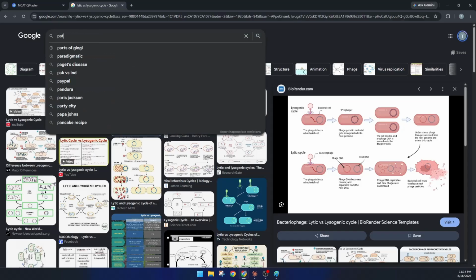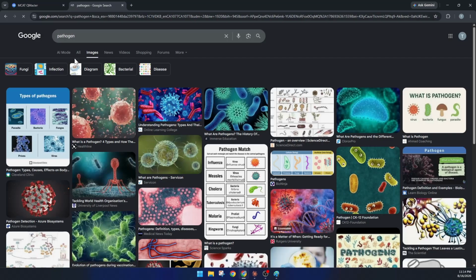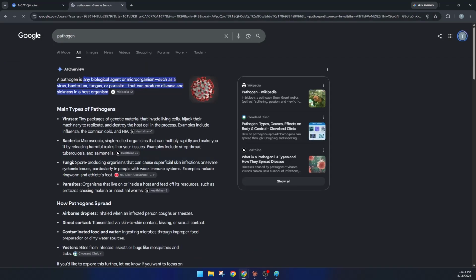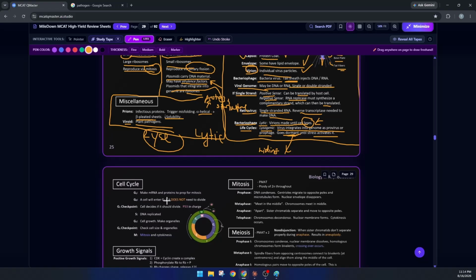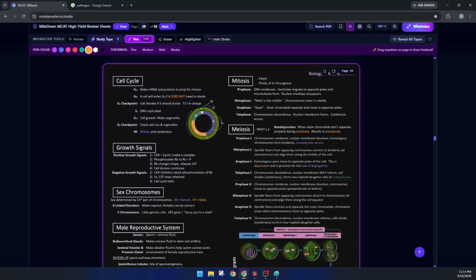I should probably go over just the basics of what is a pathogen, because that's everywhere. A pathogen is any biological agent or microorganism, such as a virus, bacterium, fungus, or parasite, that can produce disease and sickness in a host organism. So there are viruses, right? There's bacteria, fungi, parasites. There's also a lot of other things more than that, but these are some good examples. Okay, we'll stop there for now.